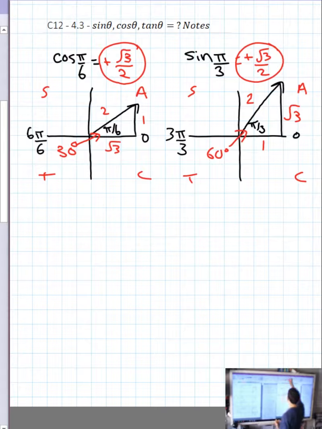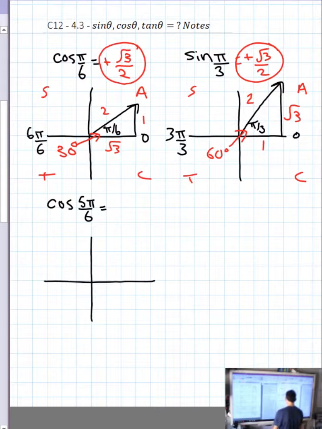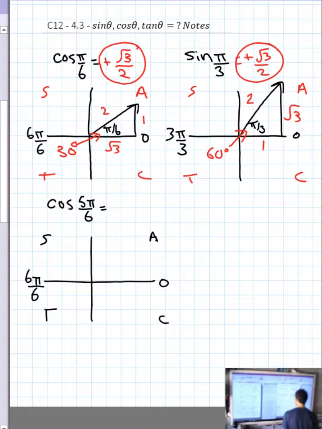So let's do one more example from this page. Let's go for cosine, the bottom left. Cosine 5 pi over 6 equals what? So again, let's draw an ASTC graph. Let's mark 0 and pi and change pi to be a denominator that I'm working with. And where would 5 pi over 6 be? Well, 6 pi over 6, 1 pi over 6, 2 pi over 6, 3 pi over 6, 4 pi over 6, 5 pi over 6. We're in the second quadrant going up this direction.